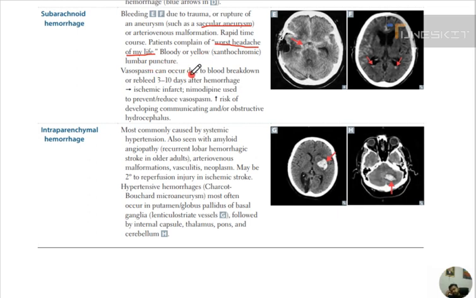Vasospasm can occur due to blood breakdown or rebleed 3 to 10 days after hemorrhage. When there is vasospasm, we have the headache. So to prevent this, we give the calcium channel blocker nimodipine, used to prevent or reduce the vasospasm. It increases the risk of developing communicating or obstructive hydrocephalus. Yes, it is also an important note.